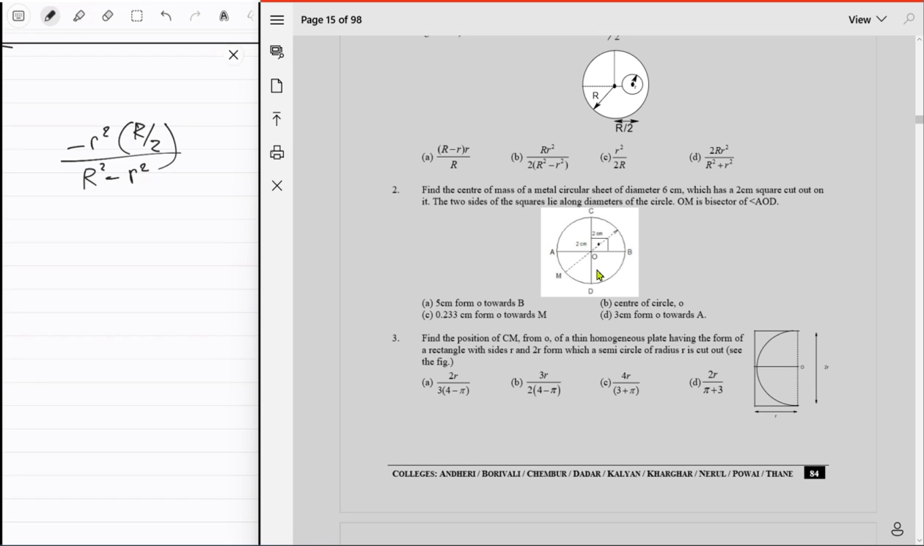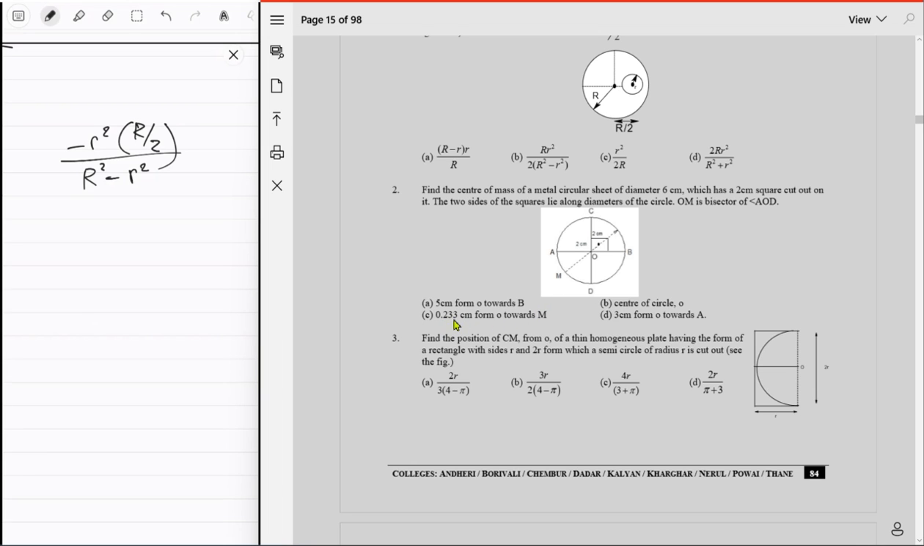Okay. So what do you want? You want to find the center of mass. So that's wrong. Please center towards A. Towards A. Nope. Towards B. What do you mean by towards B? I don't understand this.